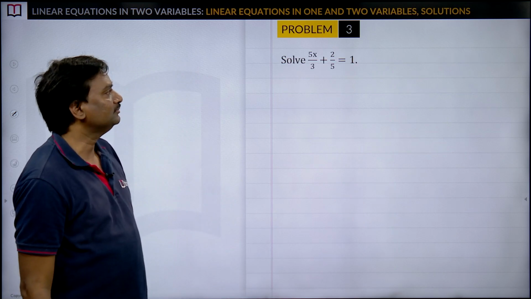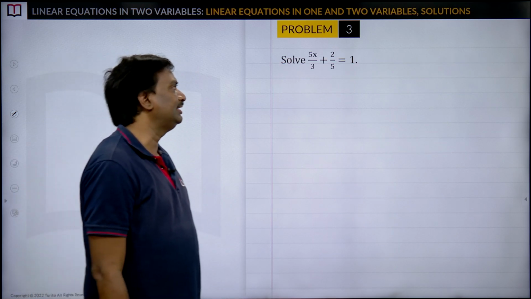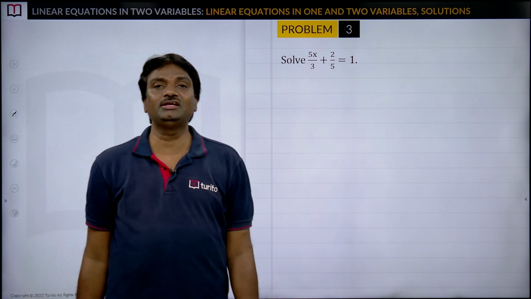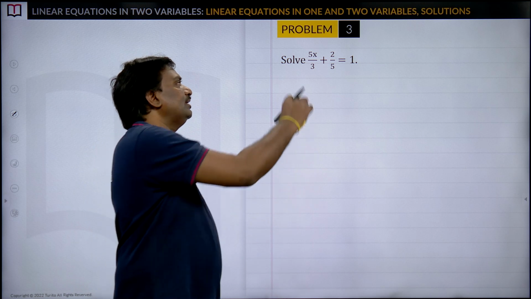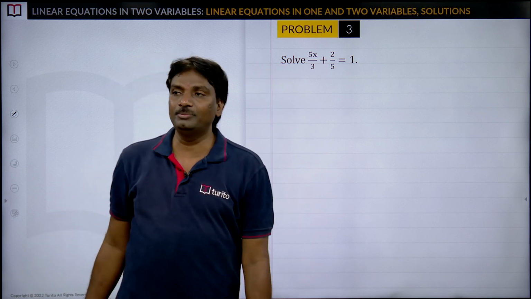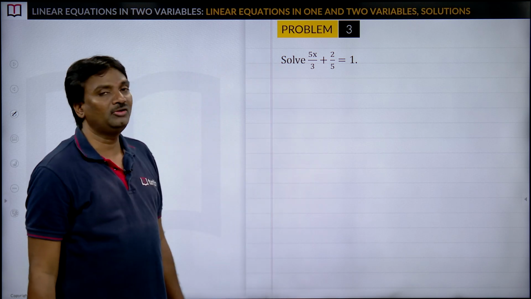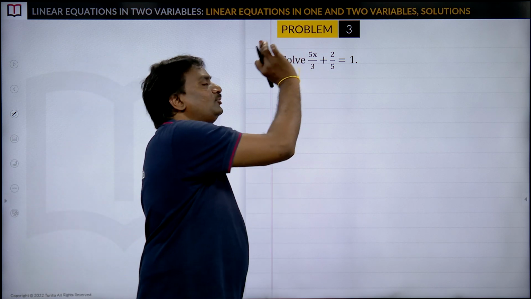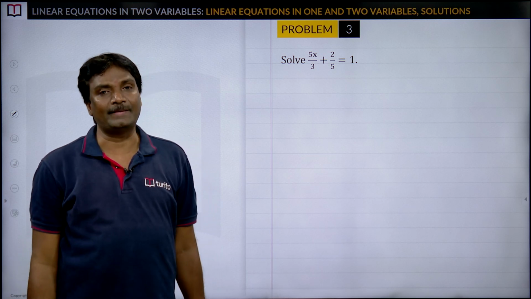Next one. Solve 5x by 3 plus 2 by 5 equal to 1. So, this is also a linear equation in one variable, because here we have one and only one variable, that is x. Here 5 by 3 and 2 by 5 both are rational numbers.